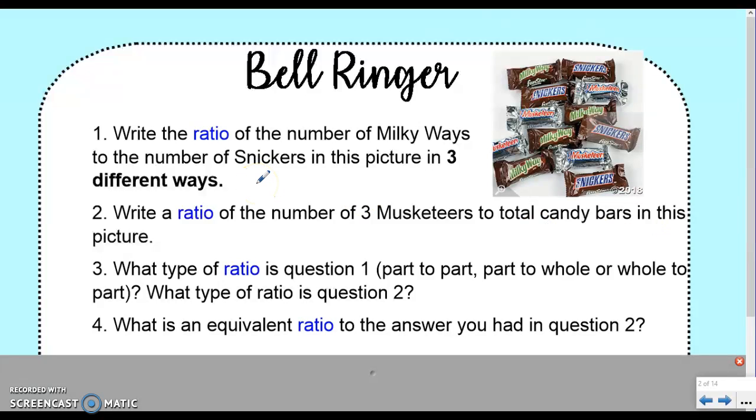The third question for your bell ringer today is what type of ratio is question 1? Is it a part to whole, or whole to part? And what type of ratio is question 2? Is it part to whole, or whole to part? Okay. Question 4, we also learned in the previous target about equivalent ratios. So we want you to figure out what is an equivalent ratio to the answers that you had in question 2. So go ahead and answer those. The questions here on Edpuzzle will allow you to type in your answers, and we will go ahead and move forward.